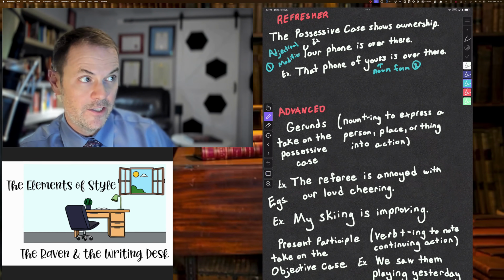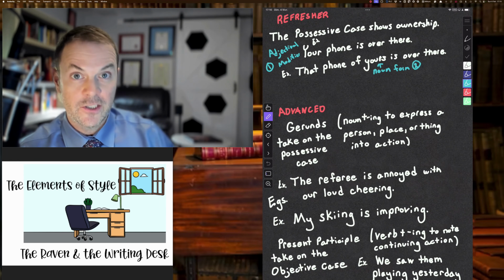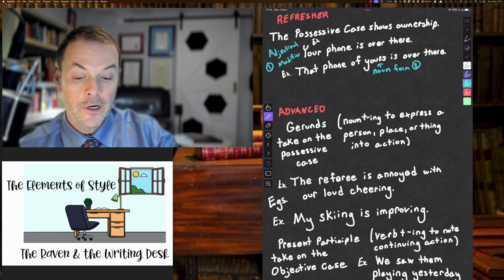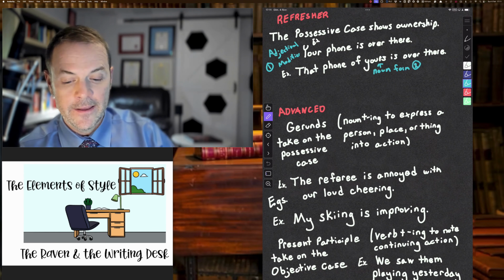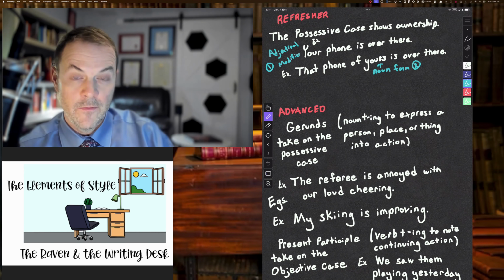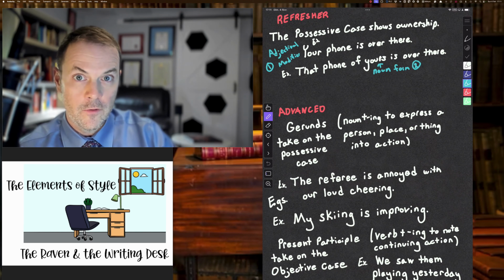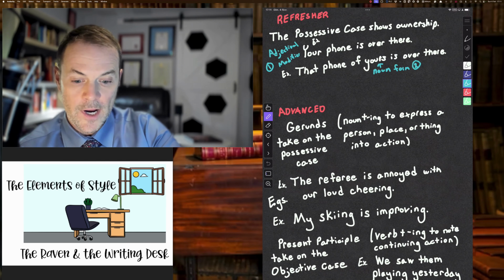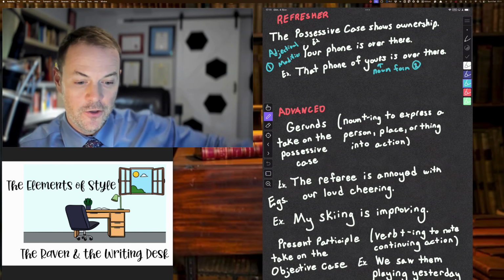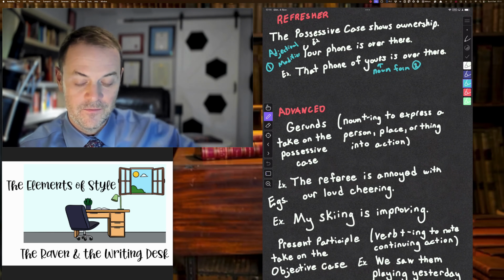Moving on to the possessive case. The possessive case shows ownership, and this comes in one of two ways in this particular rule. The word your and the word yours. Again, English terms, one is an adjectival modifier and the other one is a noun form. For example, your phone is over there. That phone of yours is over there. It all depends on how you want to present the action. Are you talking to the person directly, or are you making a reference to an object over there?